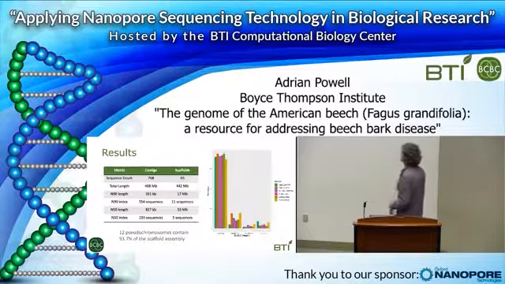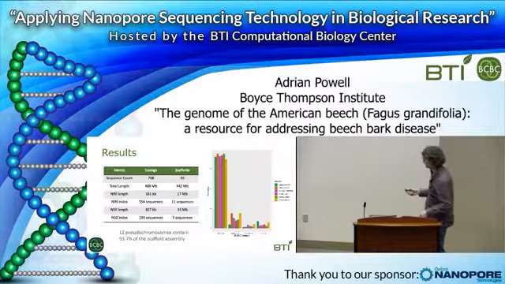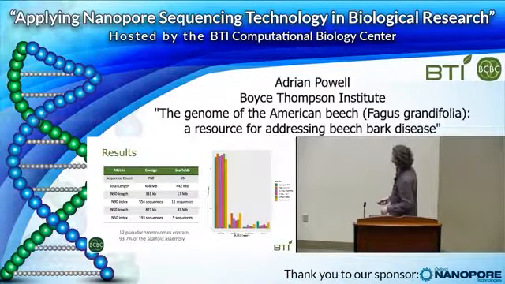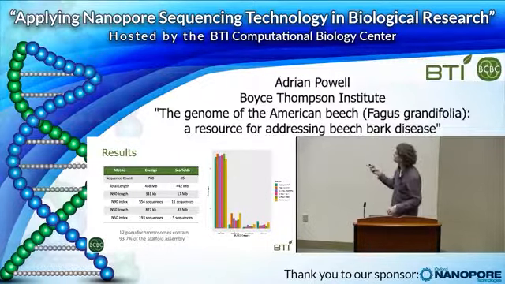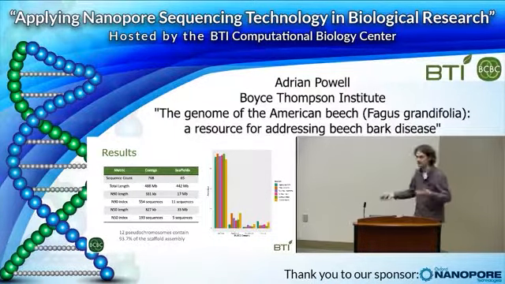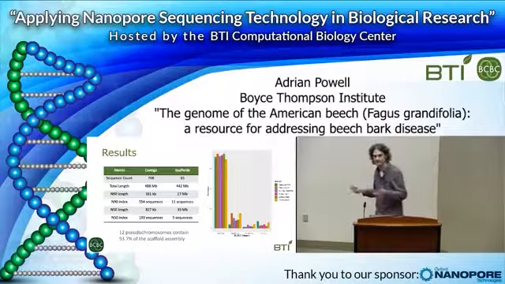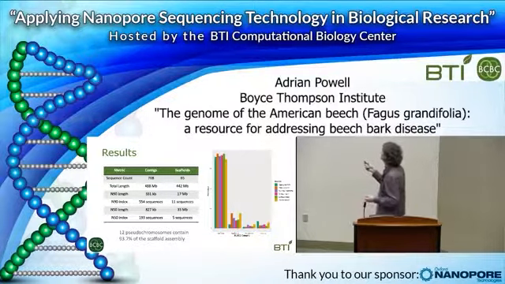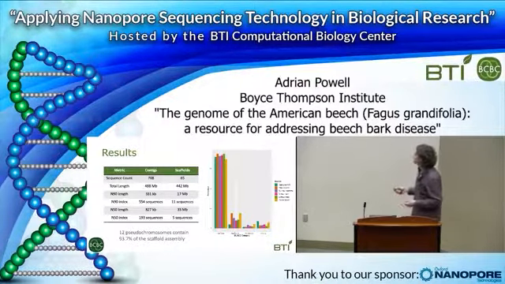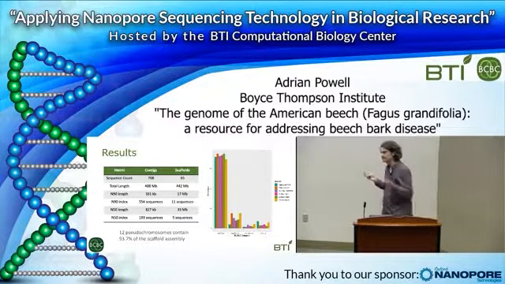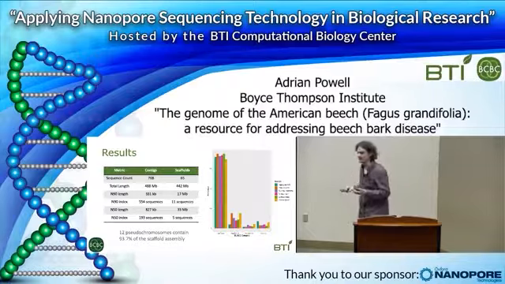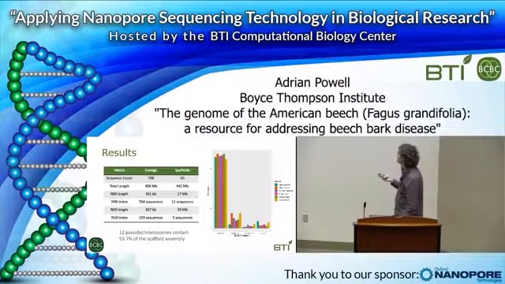And here's some results. I guess things to point out here. The total length, we were expecting about 450 to 500 megabases, so we're in that ballpark. The contig N50, 800 kb, we're pretty happy with it. I think it'll set us in good stead for the annotation.